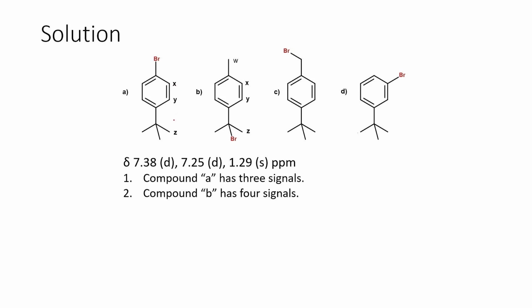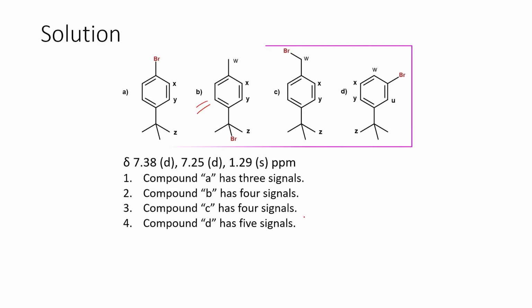Let us look at the different types of signals. As we see, option A has three signals, X, Y, Z, the three types of hydrogens present, which are chemically non-equivalent. When we go to option B, we have four different types of hydrogens, and for compound C also four different types of hydrogens, and for compound D we have 5 different types of hydrogens. So it's very simple. We can rule out B, C, D, like what we have seen earlier, and the right option is only A, and A is the answer for this particular problem.